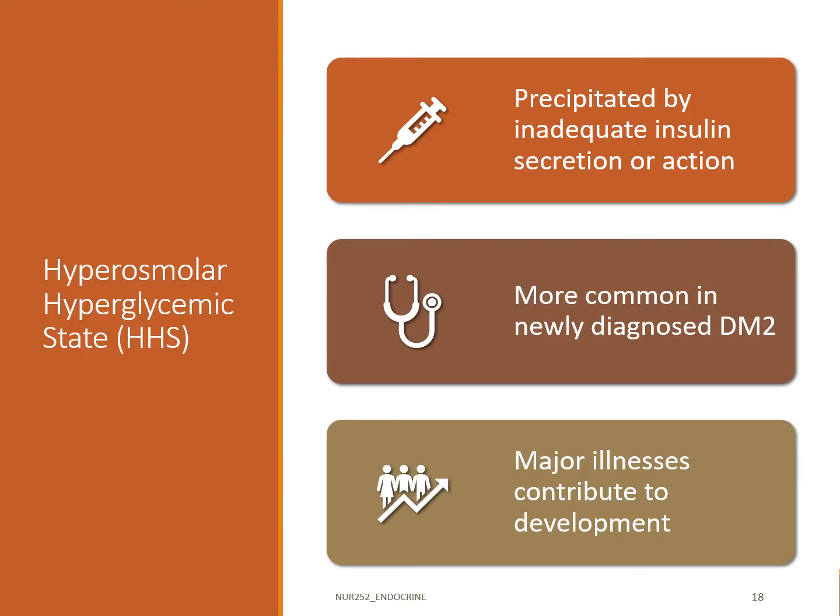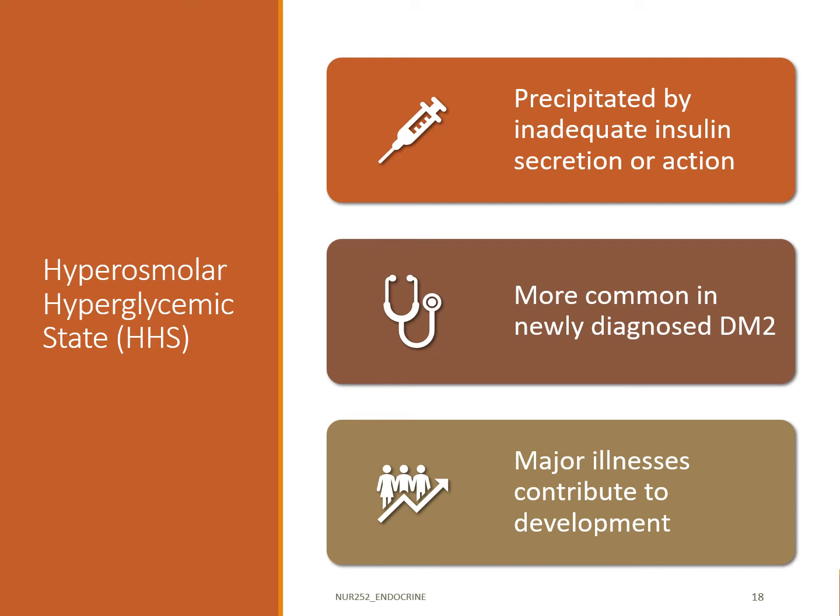HHS is more common in type 2 diabetics. These patients are able to produce enough insulin to prevent DKA, but not enough to prevent severe hyperglycemia, osmotic diuresis, and fluid depletion. HHS is usually precipitated by inadequate insulin secretion or action. Occasionally, these patients report no history of diabetes mellitus.